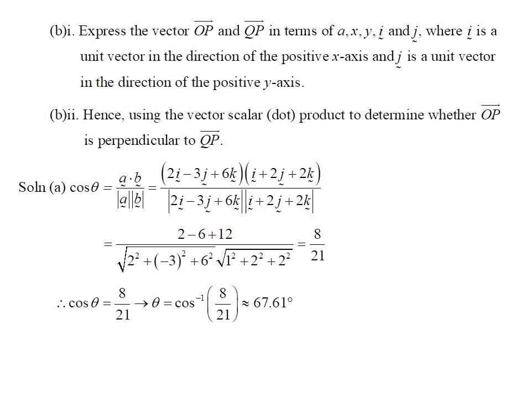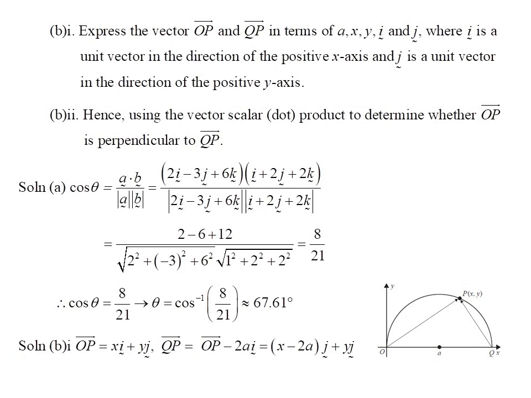67.61 degrees. The first section of part B is to express the vectors OP and QP in terms of a, x, y, i, and j. According to the diagram, we have vector OP equals xi plus yj, and QP equals (x minus 2a) i plus yj.